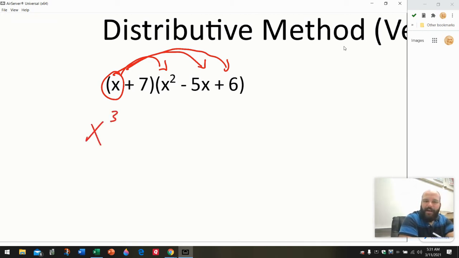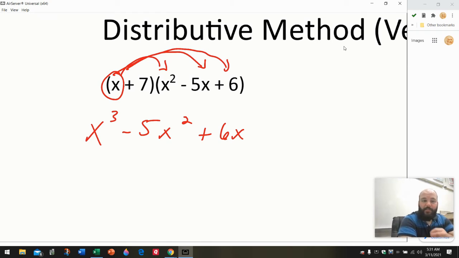And then x times negative 5x becomes negative 5x to the second. And then the last one, x times 6, becomes positive 6x. So I took that x, distributed it to every term in the second set of parentheses.